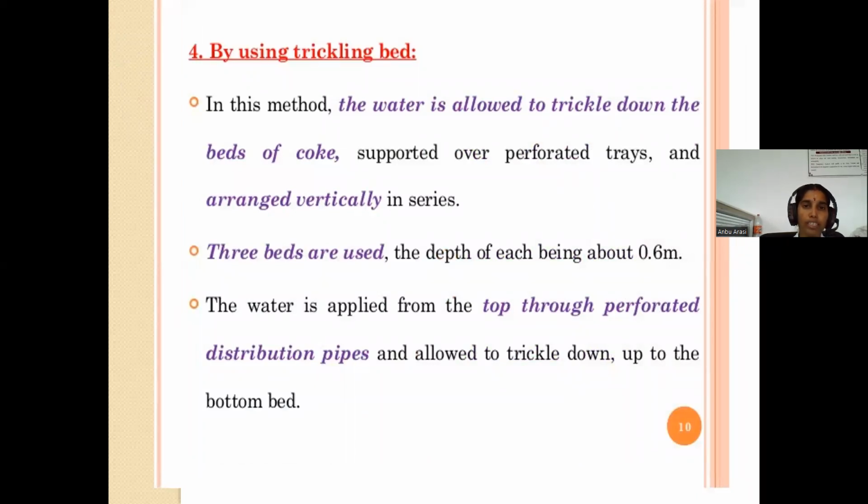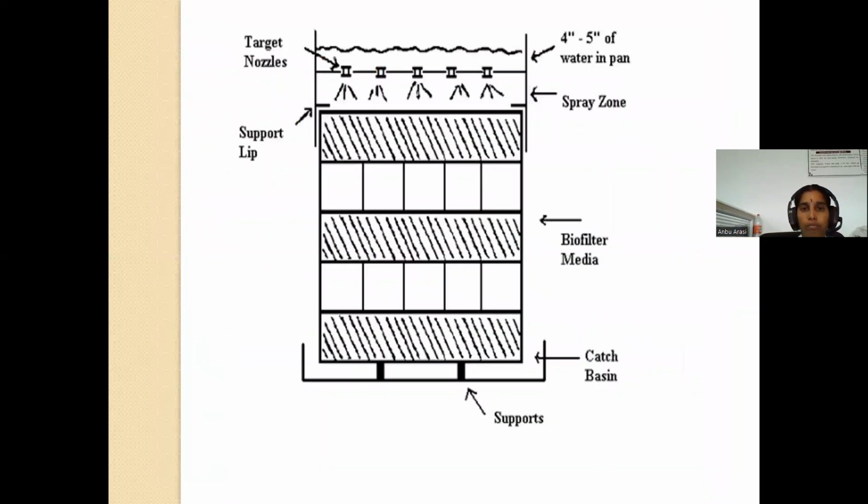Next method is by using trickling bed. In this method, the water is allowed to trickle down beds of coke supported over perforated trays and arranged vertically in series. 3 beds are used, the depth of each being about 0.6 meter. The water is applied from the top through perforated distribution pipes and allowed to trickle down up to the bottom bed. This is the trickling filter bed.